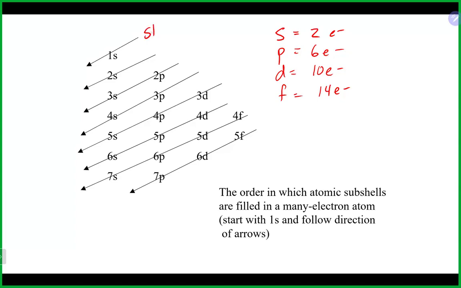Remember, you always want to start here and just keep zigzagging back around after you finish the arrows. And that will get you your correct order. So we left off with carbon, I think. So we're going to do nitrogen next. So nitrogen has 7 electrons.